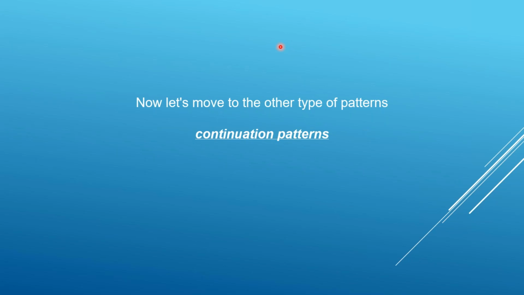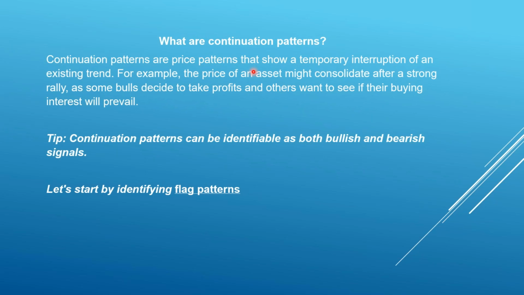Let's move on. Now we will go to the continuation pattern. So what is a continuation pattern? A continuation pattern is a price pattern that shows that there is some interruption of an existing trend. For example, the price of an asset or a share or a currency is just going into consolidation after a strong rally. For example, it was going up.